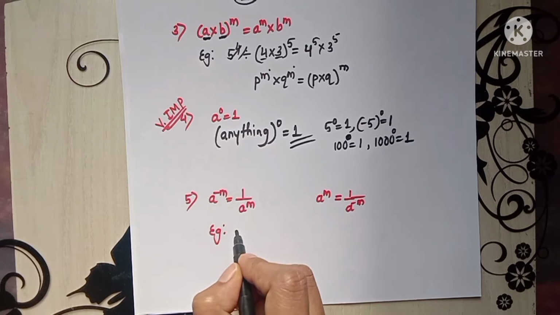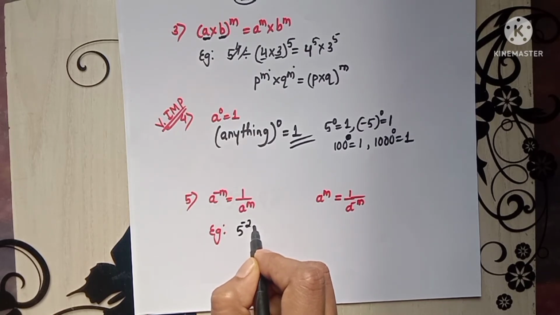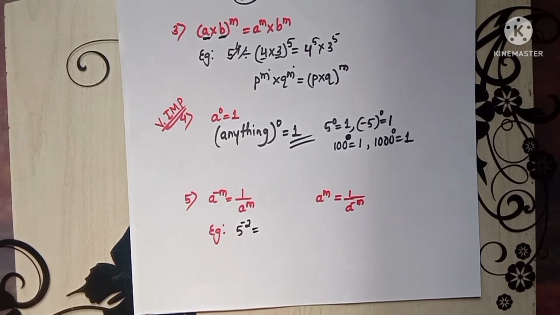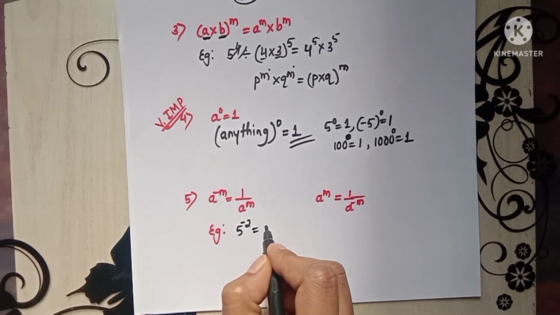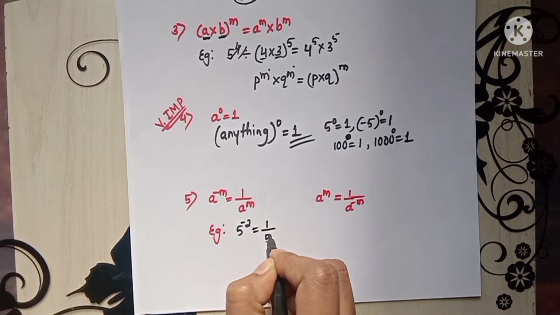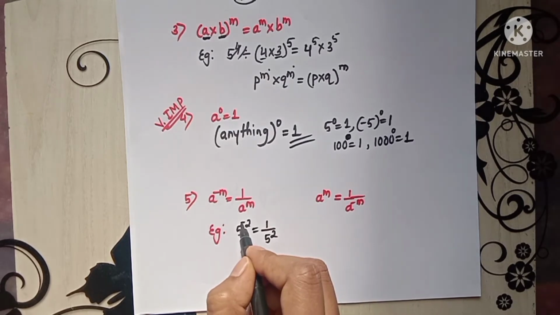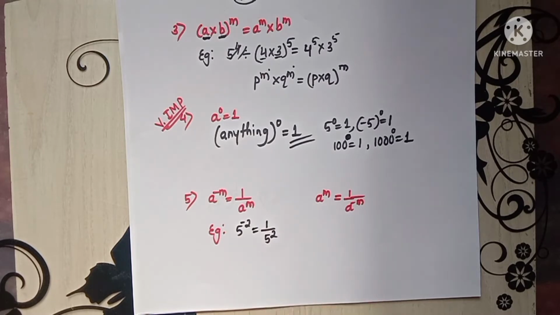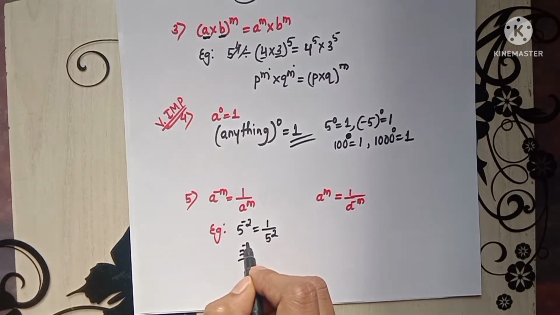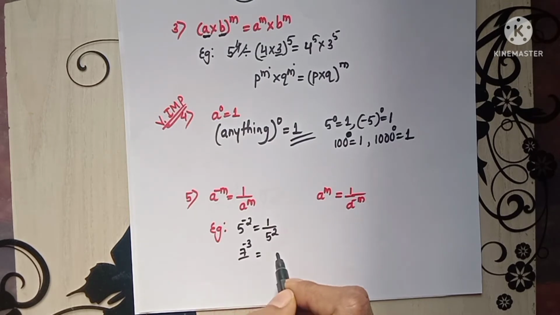Let's take an example. 5 to the power minus 2 will be what? We have to take the reciprocal of this. That is 1 divided by 5 to the power 2. And after taking the reciprocal, this minus will become plus. Let us take another example. 7 to the power minus 3 will be what? 1 divided by 7 to the power 3.